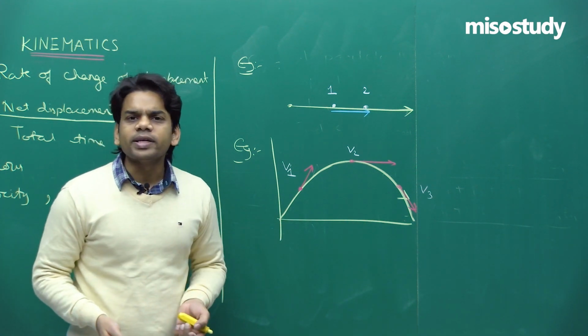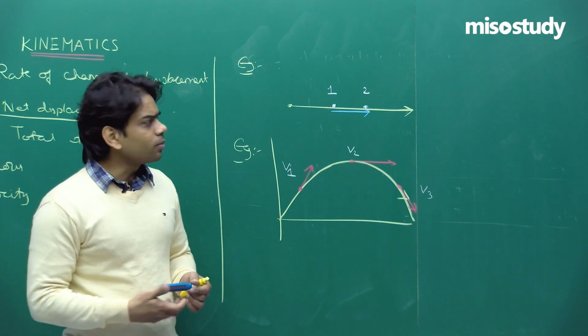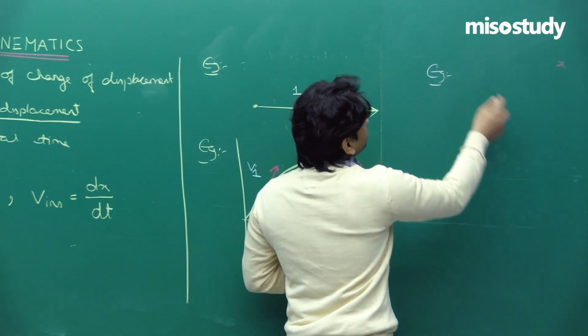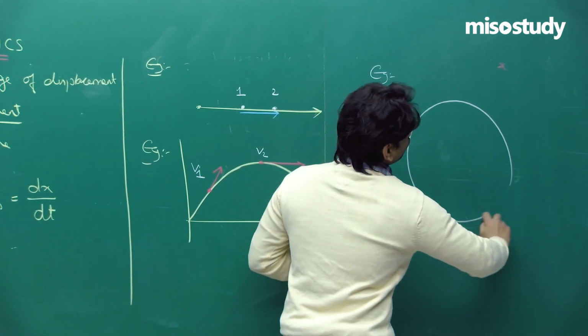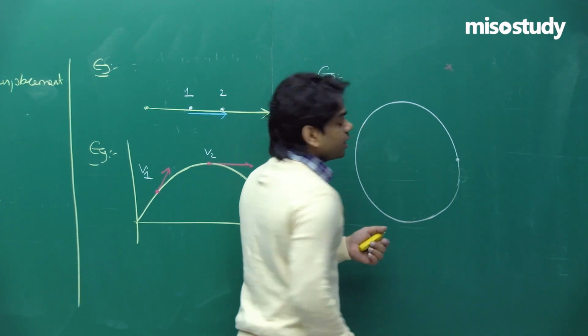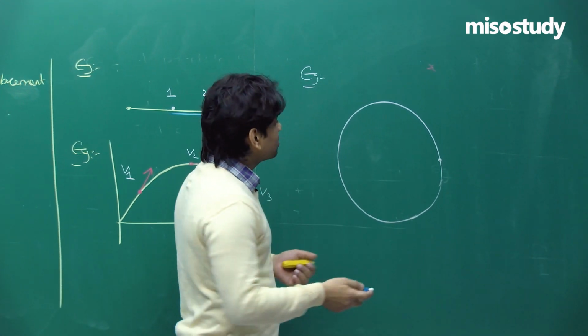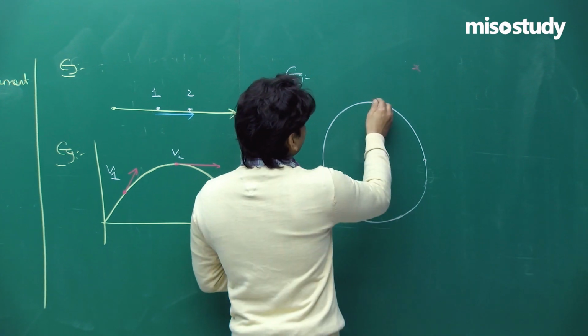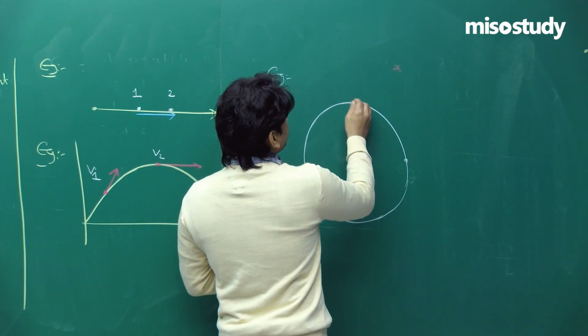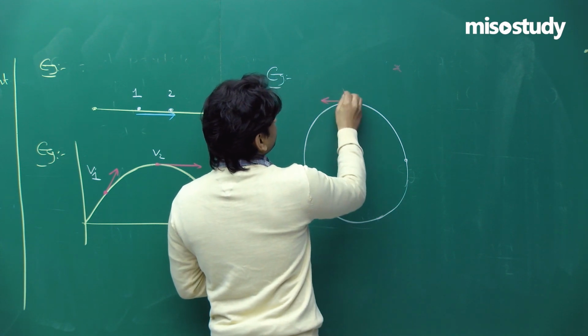You can see some more examples. If we talk about a circular motion, the velocity will change at every instant, although the speed might remain the same everywhere. Let's talk about uniform circular motion. When the body is moving with the same speed in a circle, the speed may remain the same, but velocity will change. Let's say at this point, the velocity is V1.